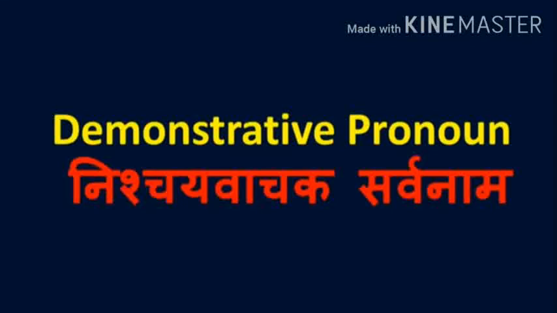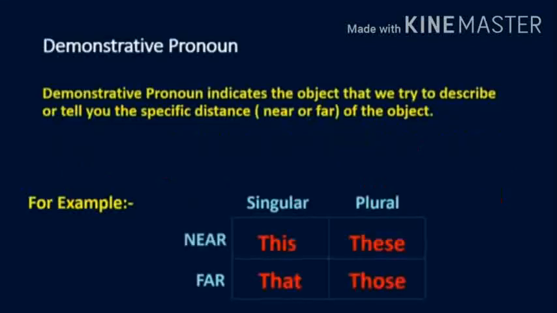Now we are going to learn another type of pronoun, that is demonstrative pronoun. What is a demonstrative pronoun? A demonstrative pronoun indicates the object that we try to describe or tell you the specific distance, near or far, of the object. So there are two types of demonstrative pronouns. They are singular and plural. For near objects we use this for singular, these for plural. For farther things we use that for singular and those for plural.